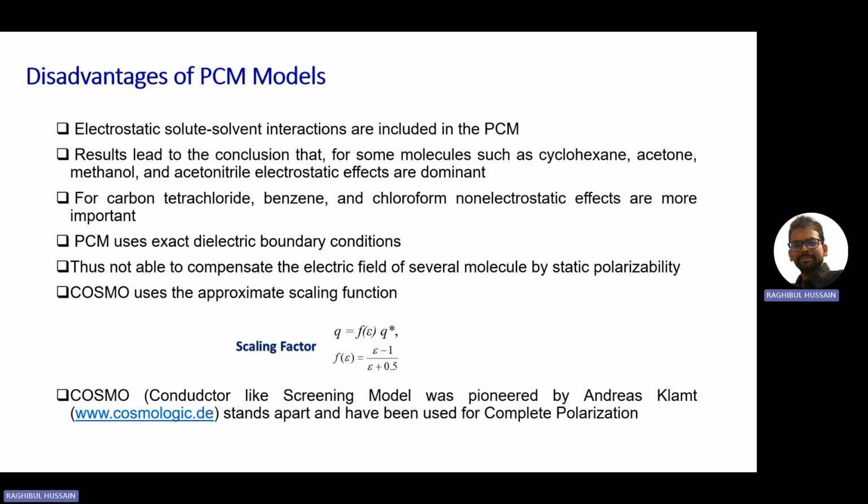COSMO. So this was pioneered, initially started by Andreas Klamt. It stands upon, and it will be used for, complete polarization. So it doesn't matter, there is no bias, whether it is amines, alcohols, hydrocarbons, straight chain compounds, there is the infinite dielectric constant. It will screen the entire charge of that particular cavity.